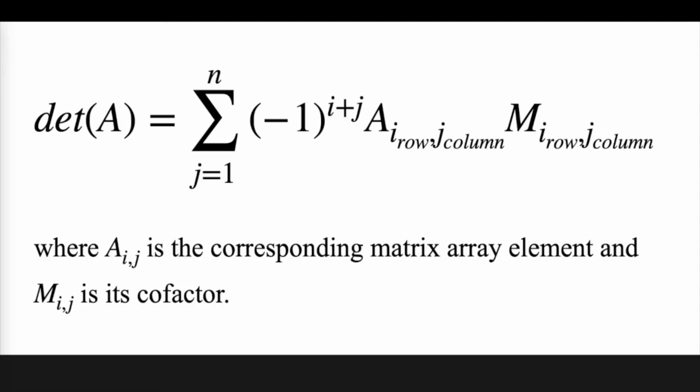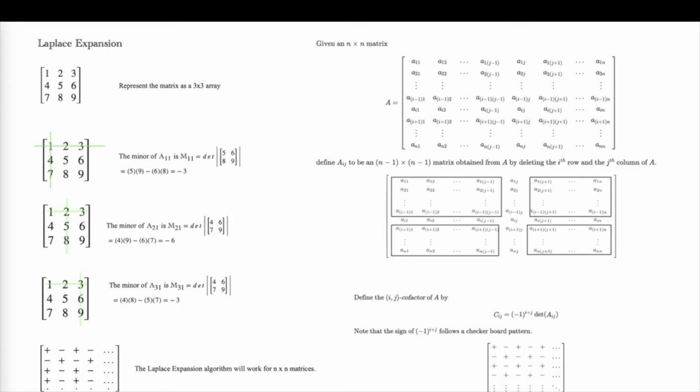Here we have the Laplace expansion theorem. In front of you, it says that the determinant of a matrix is equal to the summation from j equals 1 to n of -1 raised to the i plus j, times a sub i j, where a is the corresponding matrix array element, and M sub i j for the row and column is its corresponding minor. So, wow, that was a lot, right?